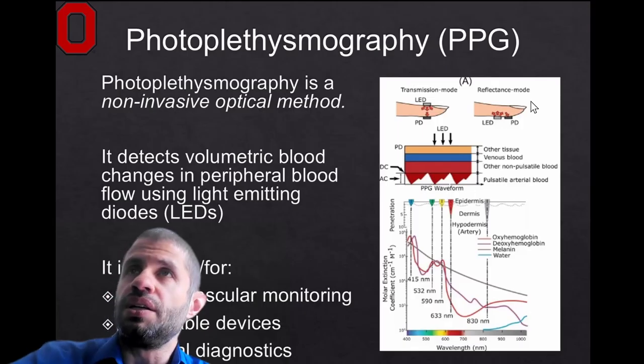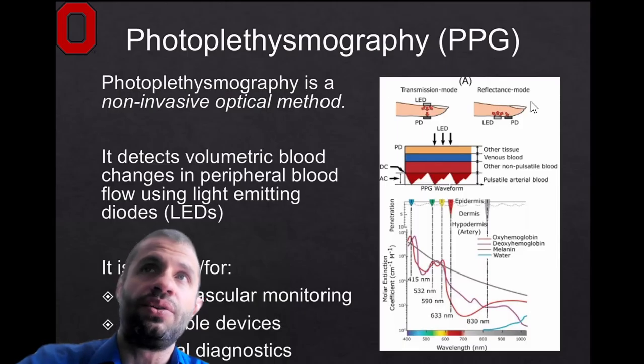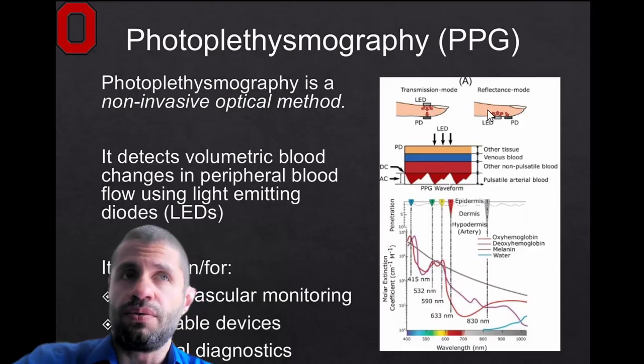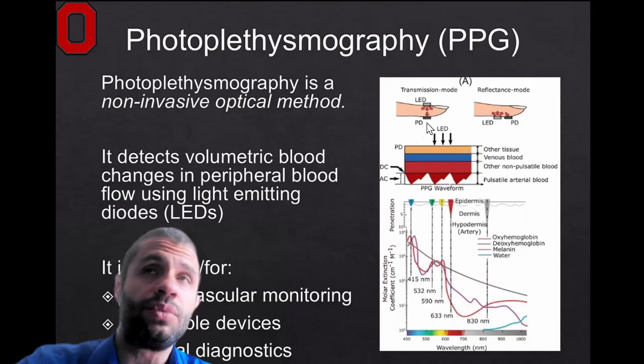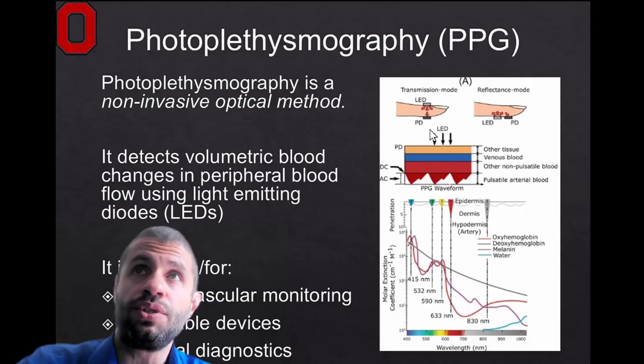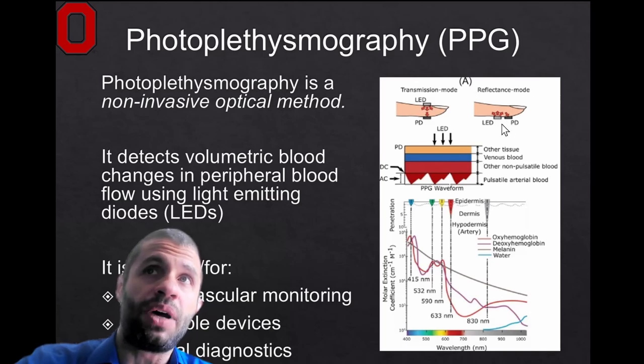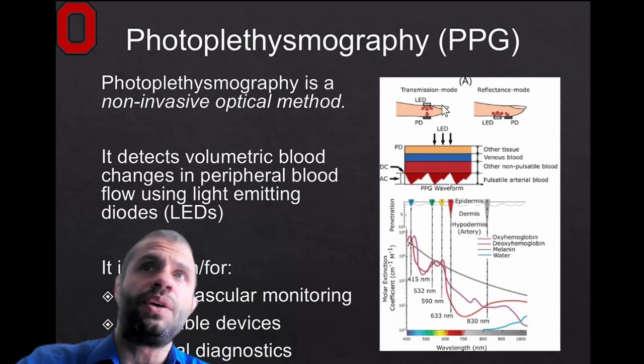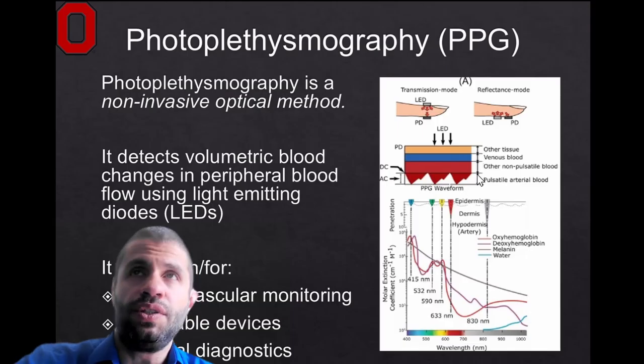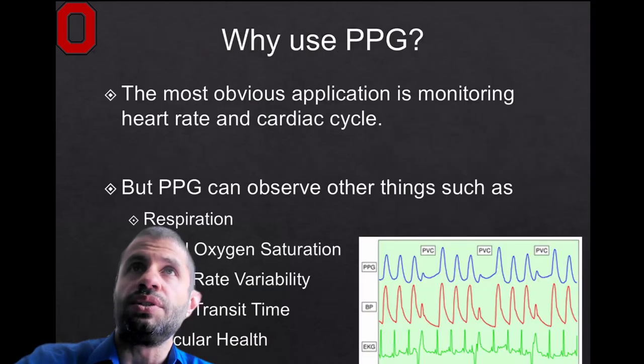Something for this slide that I do want to highlight is the fact that you have two types of transmissions, or two types of light shining methods. You have the transmission mode, which is light going through the tissue, and you have a reflectance mode, which is light that is bouncing off the tissue. And we're going to go through all of these details. This is just a bit of an introductory slide.